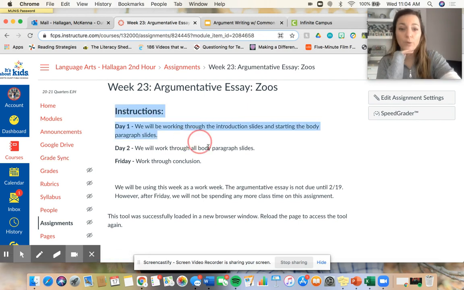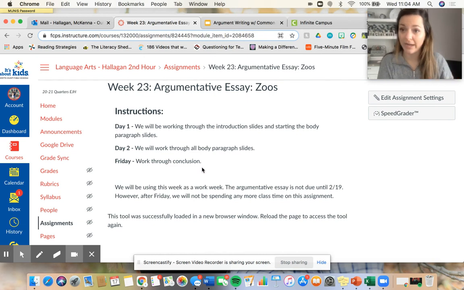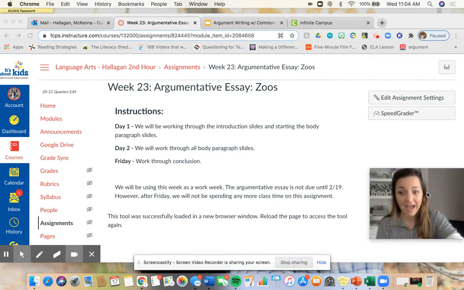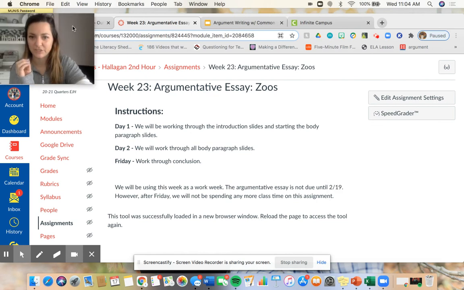So we are currently working through counter arguments and we're working through conclusions. So this is day one, which means that we are making sure that we understand what conclusions are and how to write them and how to include a counter argument. So the first thing I'm going to do is go over that with my students that do that.